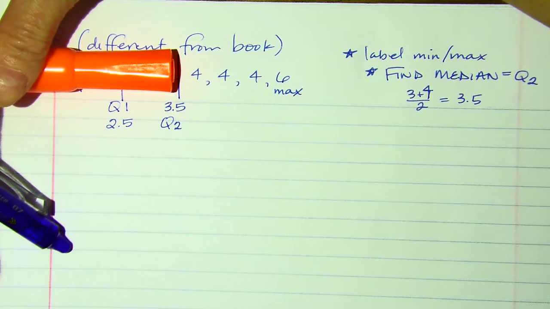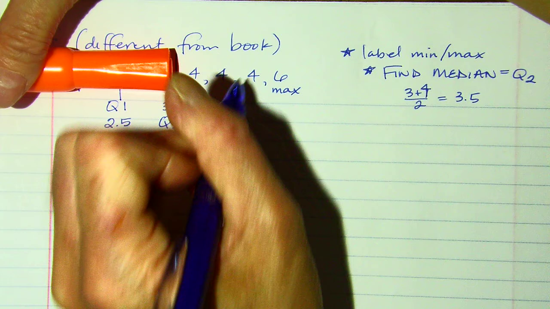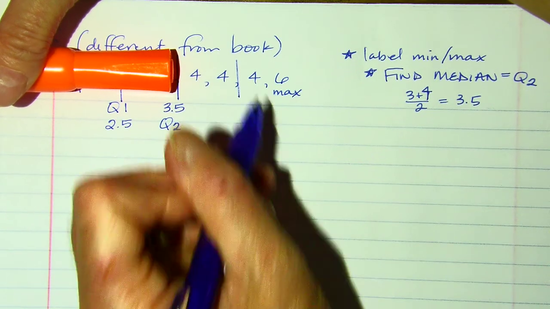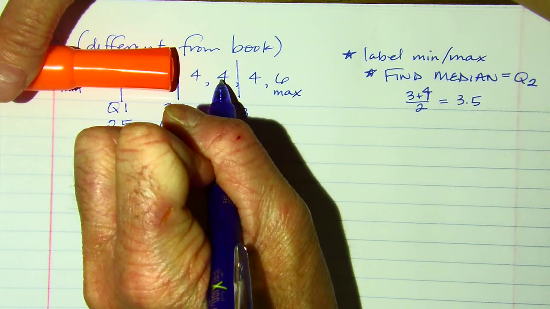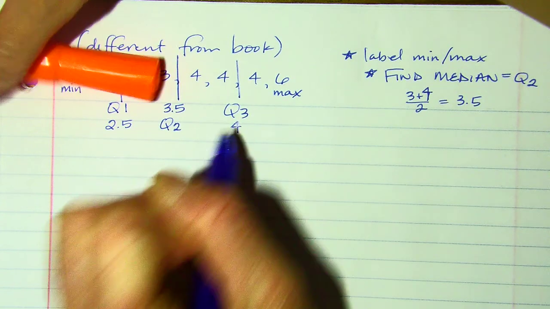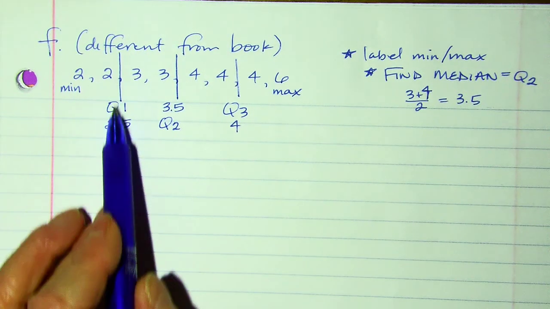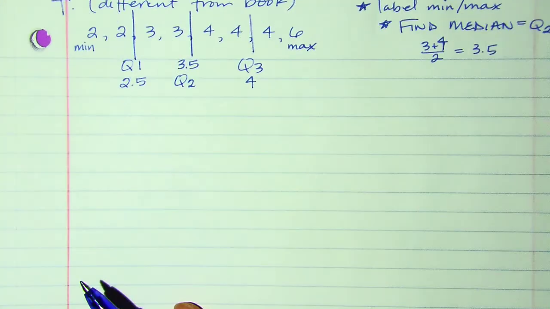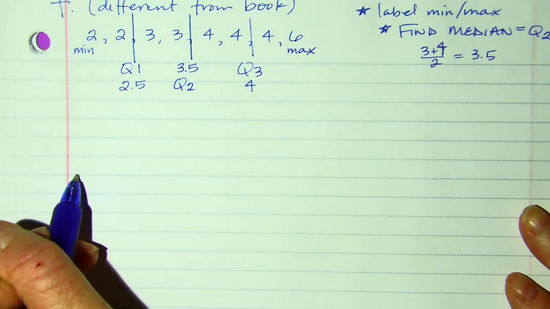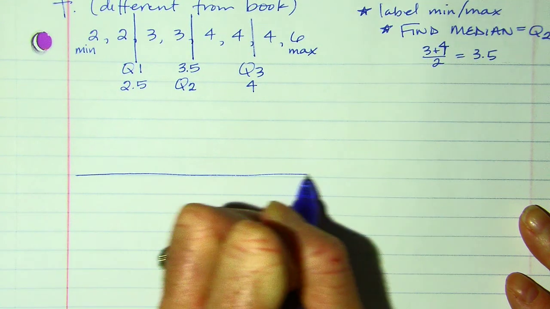Cover up the left side. I have a bar, 2 numbers, bar, 2 numbers. So this would be quartile 3, 4 and 4, so it's just 4. So 2 numbers, bar, 2 numbers, bar, 2 numbers, bar, 2 numbers. Notice the pattern. So we can go ahead and do our box and whisker plot.